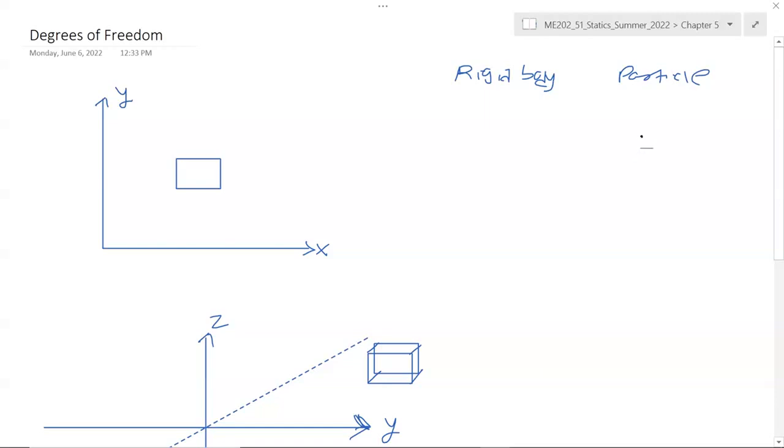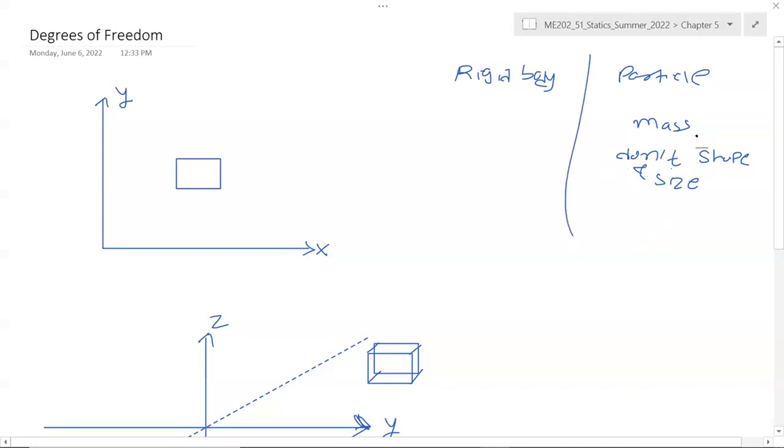When we consider something as a particle, that means it has only mass, and we do not consider the shape and size of the object. Even an object as big as an aeroplane or a train or a cruise ship can still be considered a particle, because the motion along which this object moves is much larger than the size of the particle. Whenever we consider anything as a particle, all we care about is the mass.